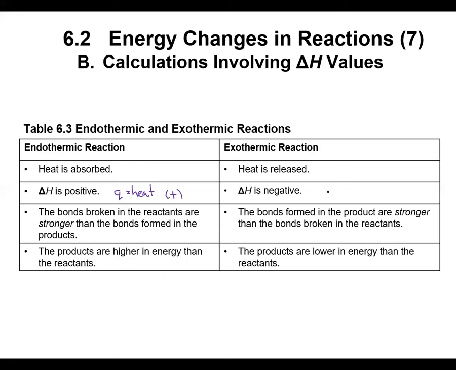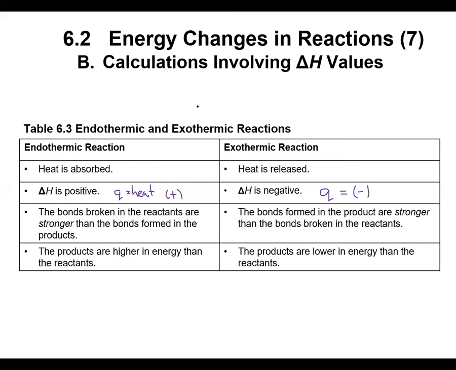Again, heat is going to be released. Delta H will be negative. Also, when we calculate Q, which is heat as well, it will be a negative value. And in terms of making and breaking, we would have stronger bonds being made than what was broken, which means our negative value would be there. And the products are lower in energy than the reactants.